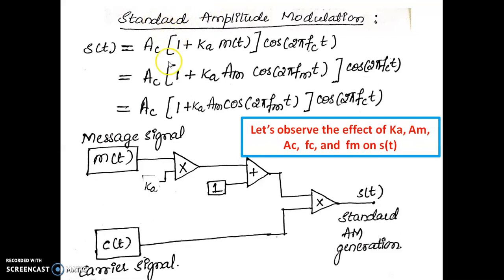This is a standard AM expression, and we have realized this standard AM expression using LabVIEW, using the block diagrams as written over here. So let us try to observe the effect of many parameters, like the amplitude of the modulating signal, the amplitude of the carrier signal, the frequency of the modulating as well as the carrier signal, along with the modulation sensitivity of the modulator.